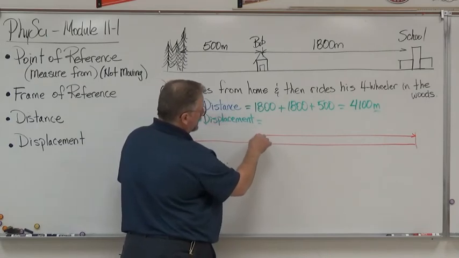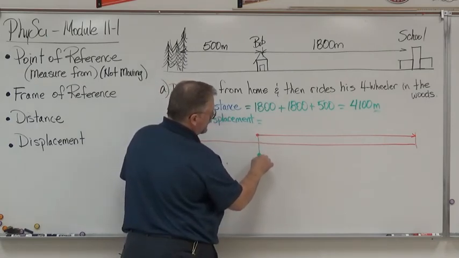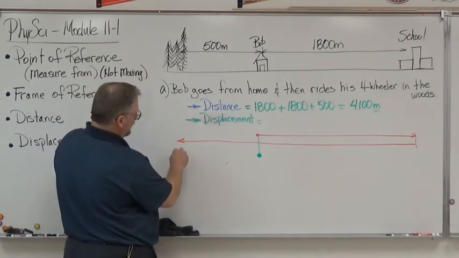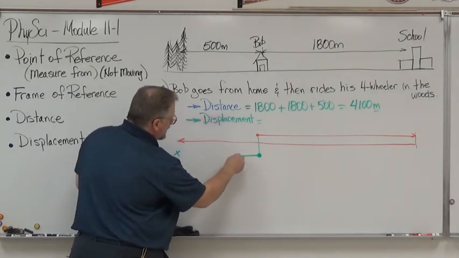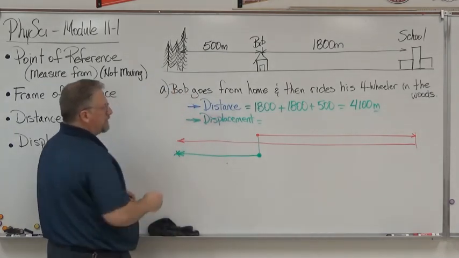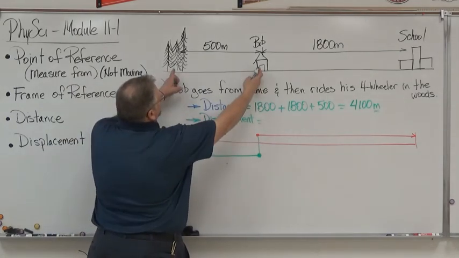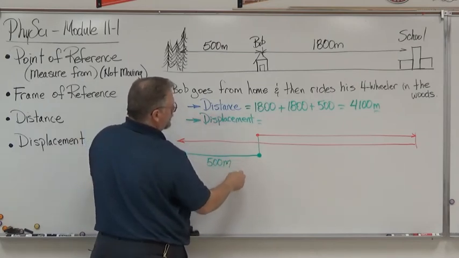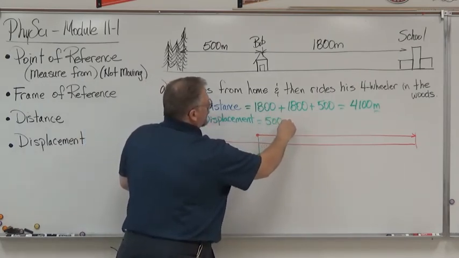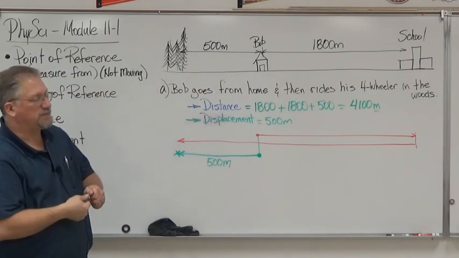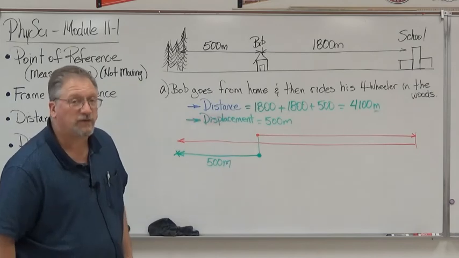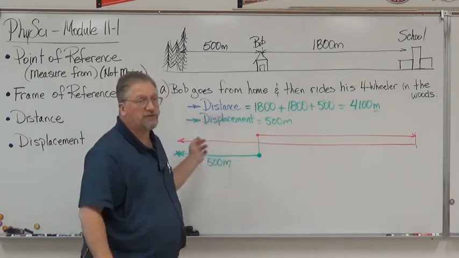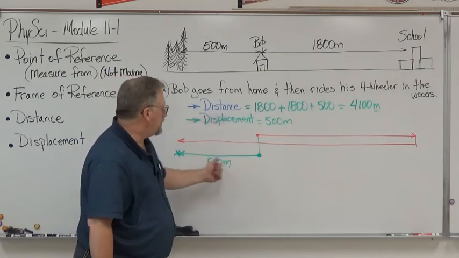Where did Bob start? Bob started right here, right? Bob started right there. And after this whole day, where did Bob end? Over here in the woods, right there. You draw a line from where he started to where he ended. Now, how long is that from here to here? 500 meters. Okay, so 500 meters would be his displacement, okay? And if you really want to be technical about it, since this is actually an arrow, displacement always goes from one place to another. There's not multiple directions involved. They like us to say 500 meters to the left.